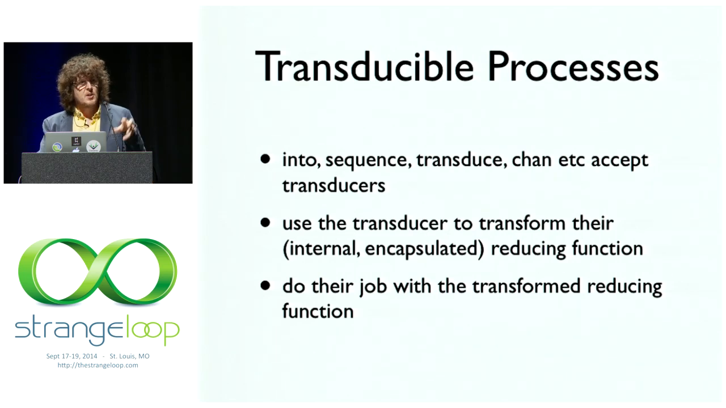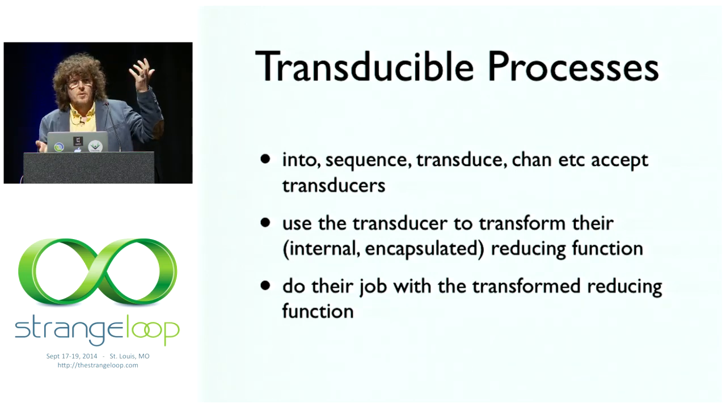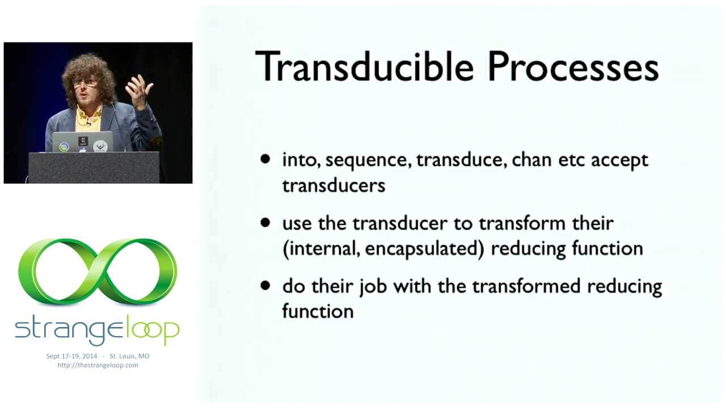Inside each process, they're going to take that transducer and their internal processing function. So what's the internal processing function of into? The thing that adds one thing to a collection. In Clojure, it's called conj, for conjoin. Similarly, inside lazy sequences, there's some thunk mechanism that produces a result on demand and then waits to produce the next thing. So that has a step inside of it that can be transformed this way.